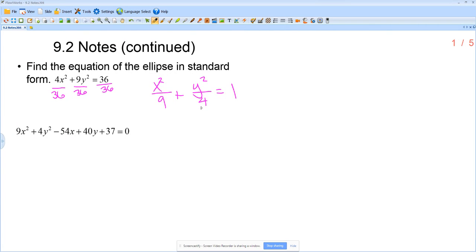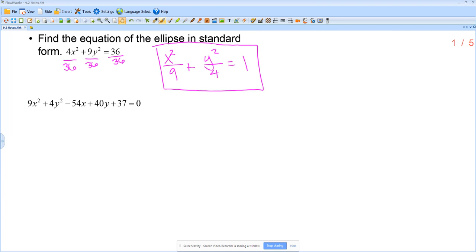Now in this case, that takes care of the issue. X squared over 9 plus y squared over 4 is equal to 1, and that is in standard form now, so I'll leave it just like that. It's not asking for anything else, so I'm done. The next problem obviously takes a lot more work.